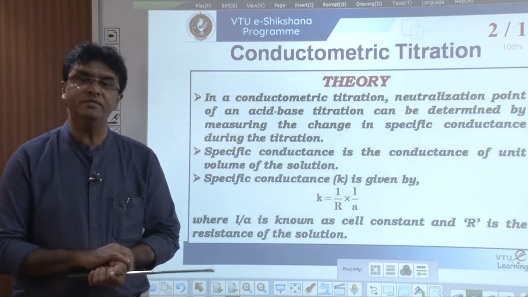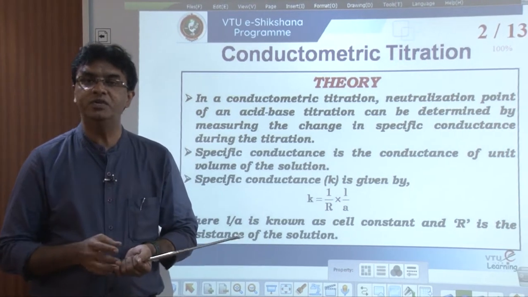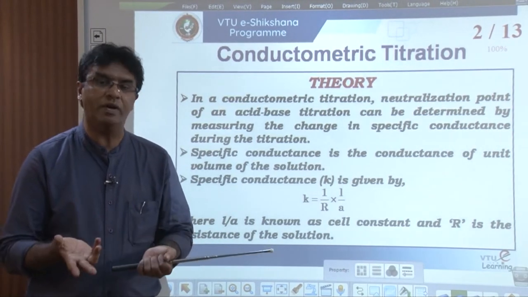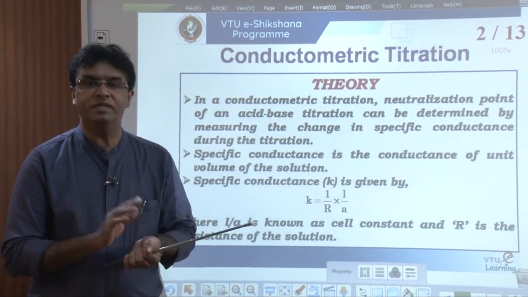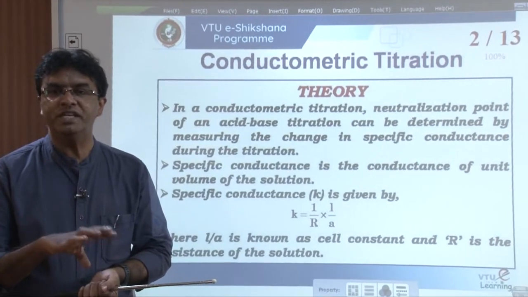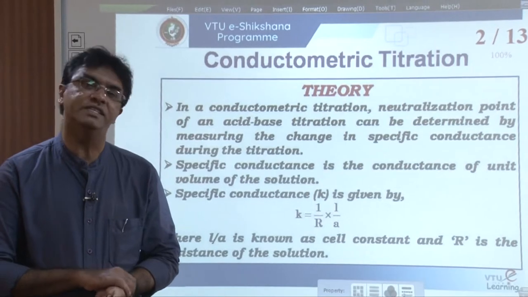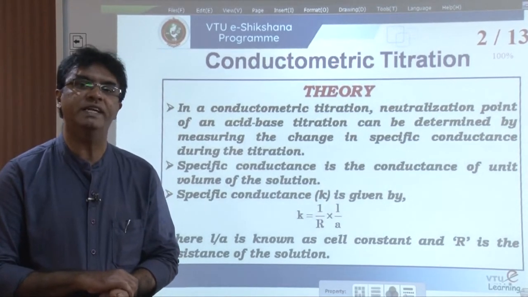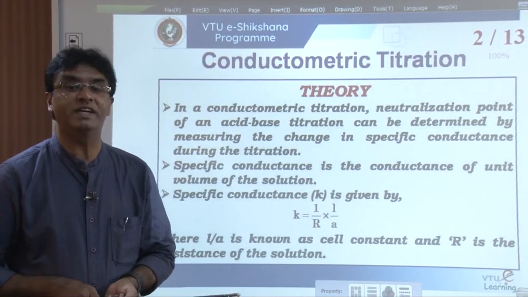So I repeat once again. A conductometric titration is the one where a neutralization point or the end point of an acid-base titration, or in a normal titration, is found by observing the change in specific conductance during the course of titration. If it is so, what do we mean by specific conductance?